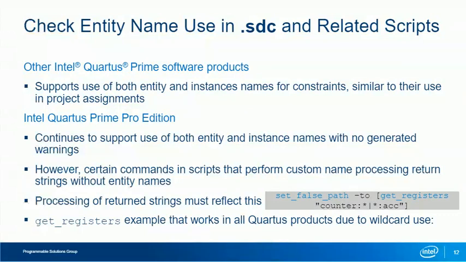The get_registers example shown here is an example of a command that returns names from the timing netlist, specifically the names of registers in the design. The timing exception will be applied to any registers named ACC in the counter entity. In this case, there is no issue due to the wildcard characters. As mentioned, the Pro Edition still understands entities and they can be used in SDC commands.